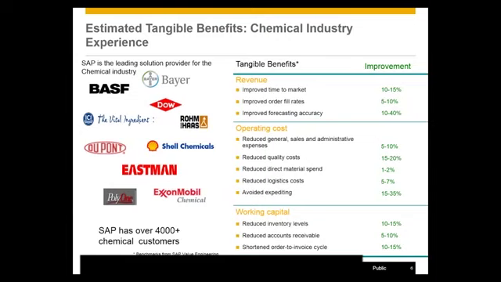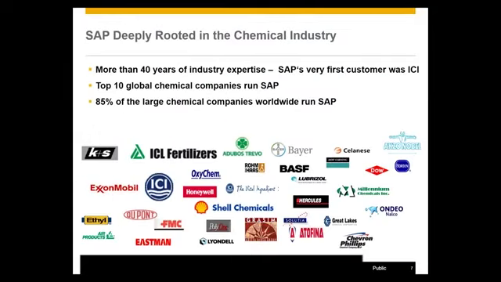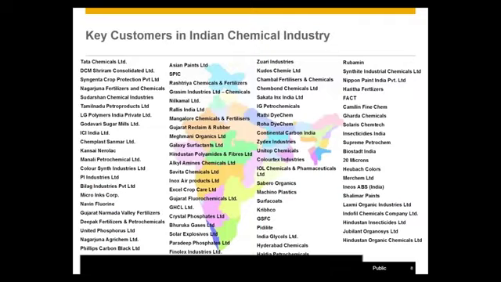Right now, if you look at the kind of customers that we are serving, almost the top 10 global companies run SAP, and 85% of the large chemical companies worldwide are on SAP software. It makes sense to give you a little glance at what we have done for India and our Indian customers. With a magical focus for the subcontinent, we have our second largest labs sitting out in Bangalore. We have the global delivery centers, and we have the entire support team sitting out of India.